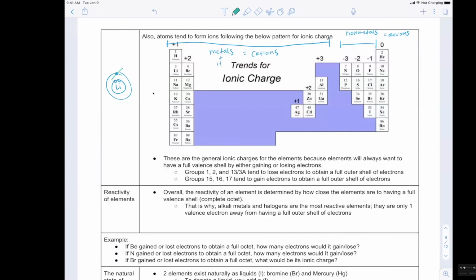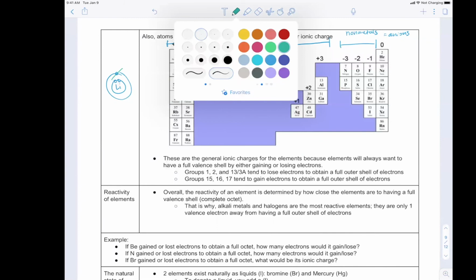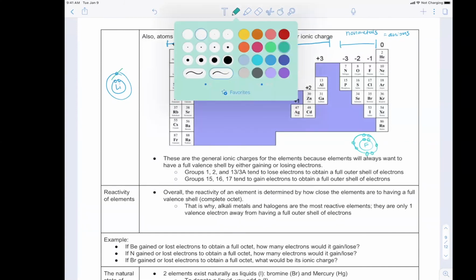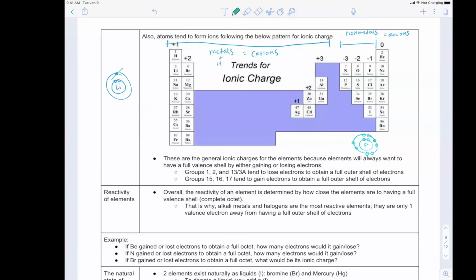Or like fluorine, if you look. So if I draw out fluorine, 1, 2, 3, 4, 5, 6, 7, it only needs to gain one more electron to get that full valence shell, which means it would now have a -1 charge because it added an electron, or gained an electron.